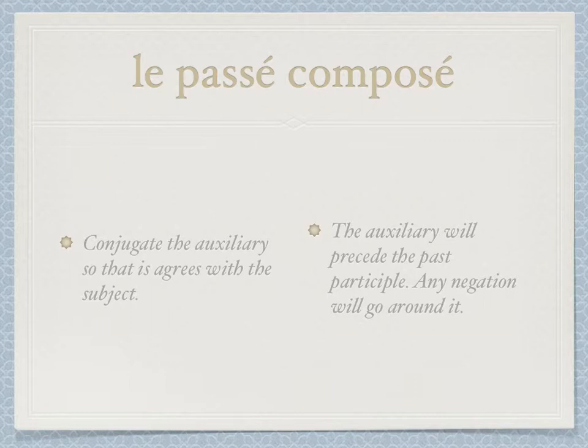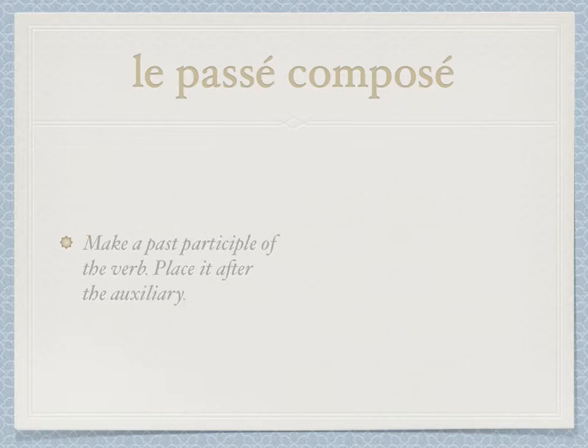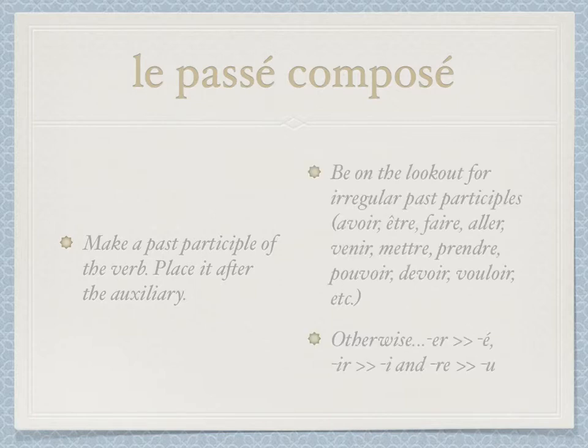And that was the auxiliary part, but you have to add what's called the past participle, and that goes right after the auxiliary. So you want to be on the lookout for irregular past participles. You're making that past participle from the verb you just recognized and identified. So if that verb was avoir, for example, you would use the past participle eu; être, été; faire, fait; aller, allé; venir, venu; mettre, mis; prendre, pris; pouvoir, pu; devoir, dû; vouloir, voulu; and so on.